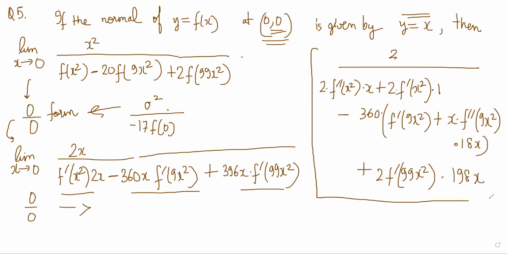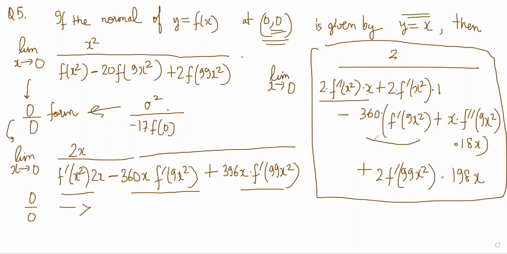Now this is my expression. It's a big expression, but you have to put now limit of x tends to 0 here. So this term vanishes because it has an x. This term doesn't vanish yet. This term doesn't vanish because f dash 0 we are getting. This term has an x, so cancels. This term has an x, so cancels.